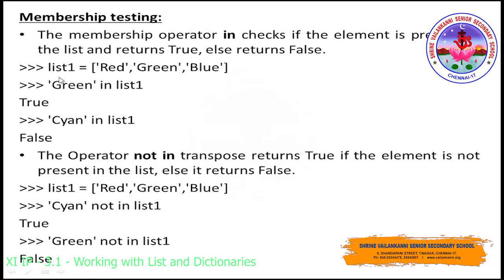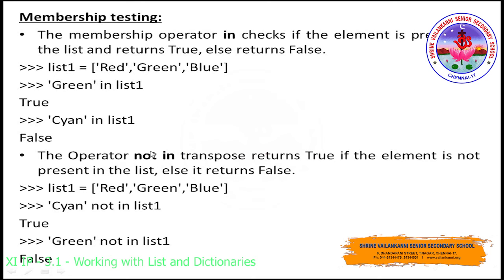So see this example here, list1 equal to red, green and blue they have given. Followed by that, they are checking green in list1. So green is a string and they are checking whether it is present in the list1 variable. Yes, it is present. So it will return the result as true. Similarly, sienna. They are checking whether this one is present in the list or not. It is not there. So it will return false.